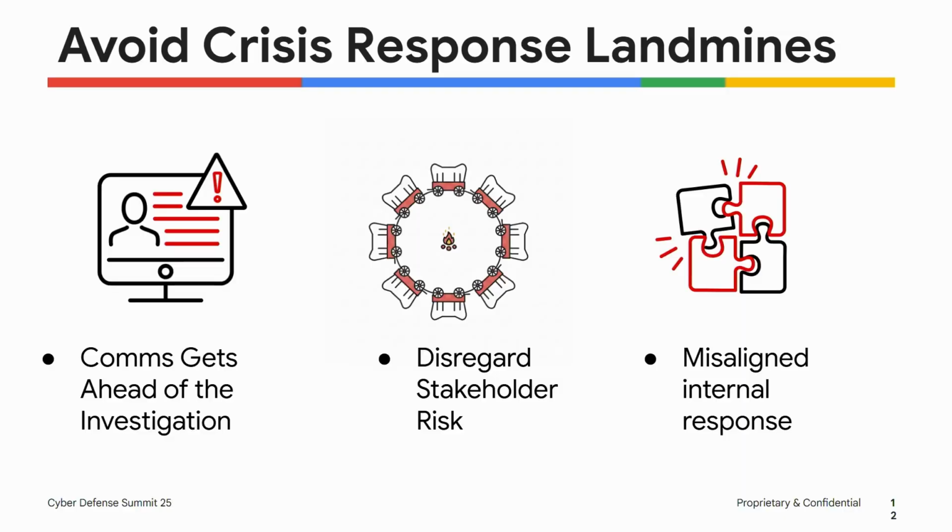We don't want to disregard stakeholder risk. And my little graphic for that is circling the wagons, right? I'll share from our FireEye breach back in 2020 when we were compromised via SolarWinds. One of the things that we took away from that is FireEye had investigated to a certain point, and we had an idea of who the threat actor was, but we didn't have high confidence attribution yet.